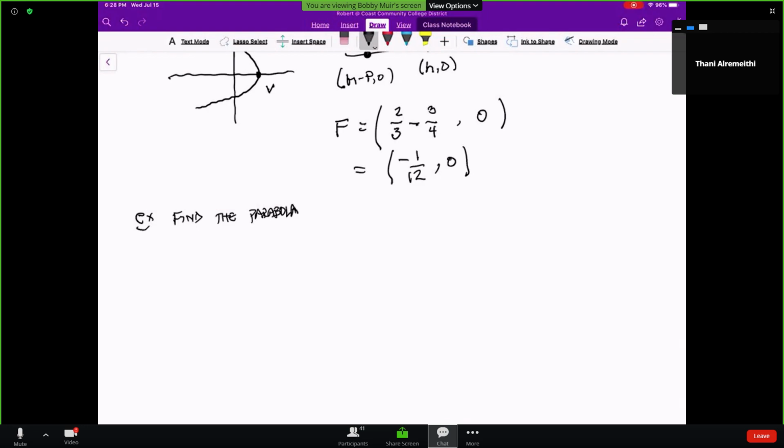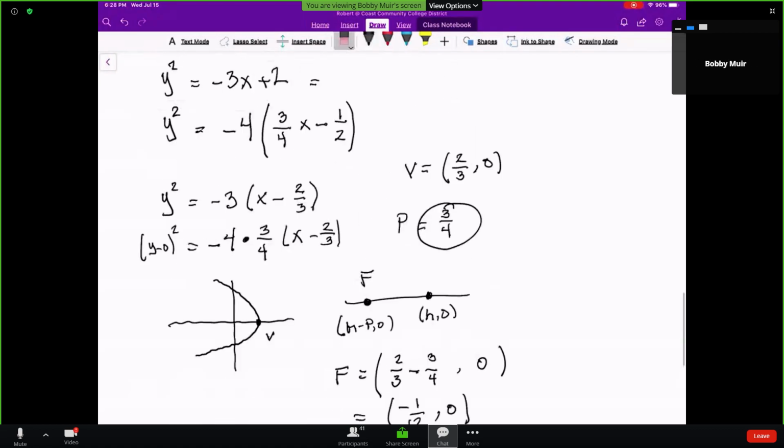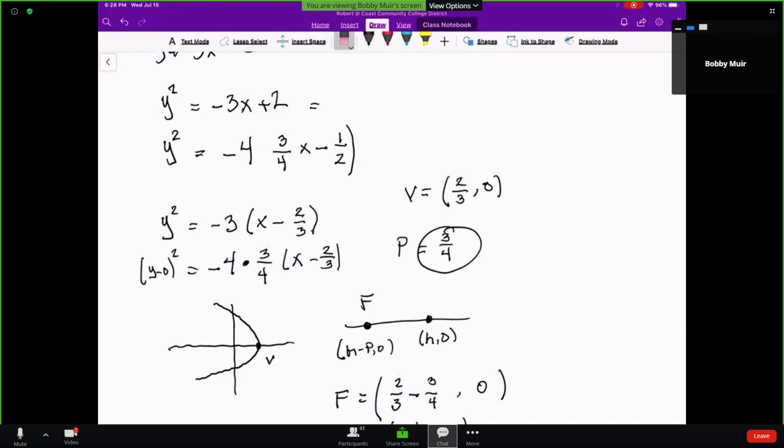Professor, I have a question. From where you got the 3/4 in the last question? Okay, so the standard form has a 4 out in front. So I needed to start with this and then factor a 4 out. And I factored the 4 out like that. So when we do that problem, we're always going to have to factor a 4 out of that thing? If you want to read off what p is, yes.